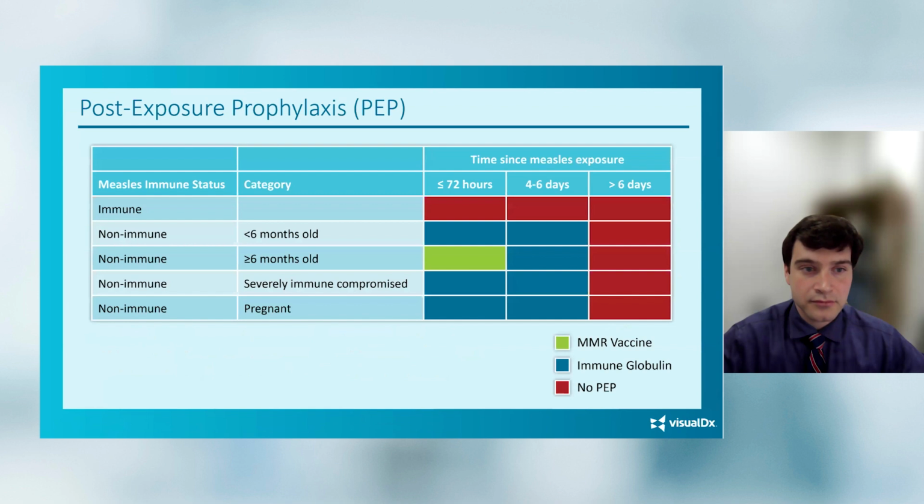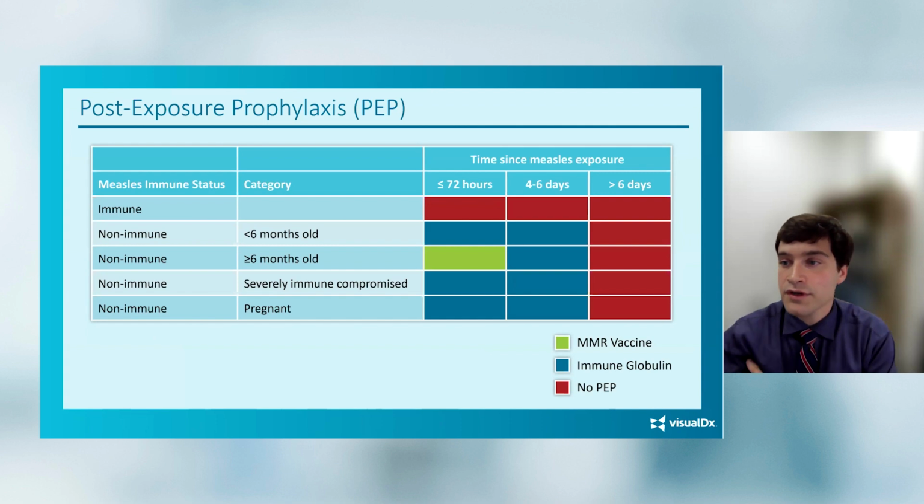Those who are non-immune to measles who get exposed can be given post-exposure prophylaxis. If this is within the first 72 hours and you are not contraindicated to getting the live virus vaccine, we would give MMR. If it's any other time in the first 6 days, or if you have a contraindication to getting MMR, immune globulin can be given: intravenous immune globulin for most larger people and IM immunoglobulin for young children and infants.